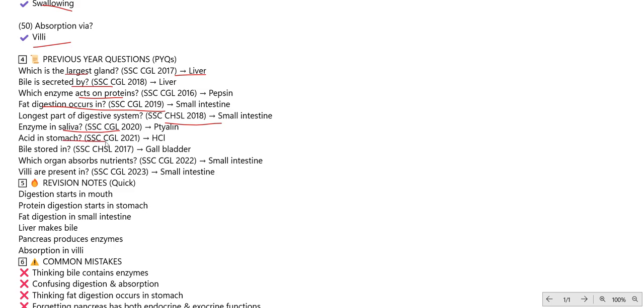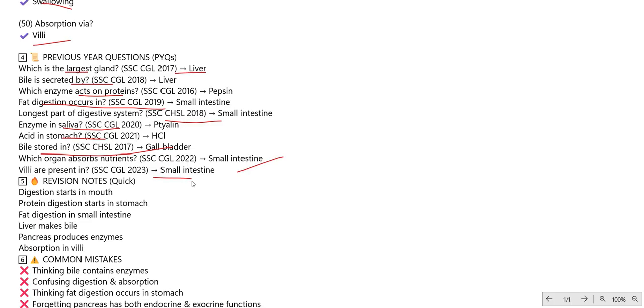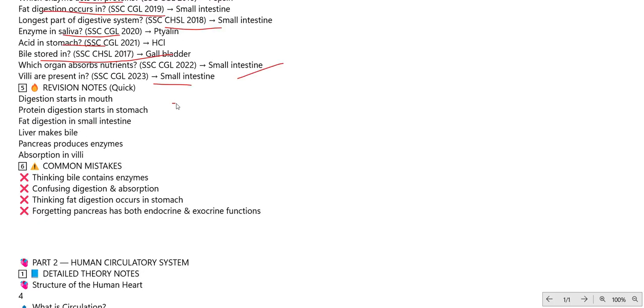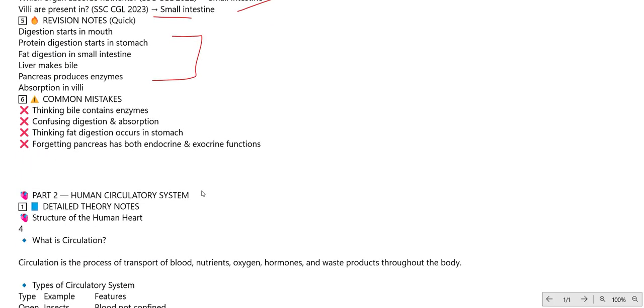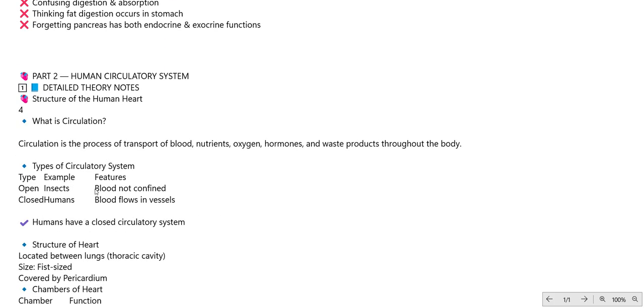Acid in stomach is HCl. Bile is stored in gallbladder. Which organ absorbs the nutrients? Small intestine. Villi is present in small intestine. Check these out. Bile does not contain any enzymes. Okay. And pancreas has both endocrine and exocrine function.